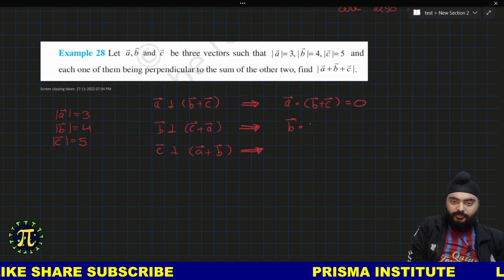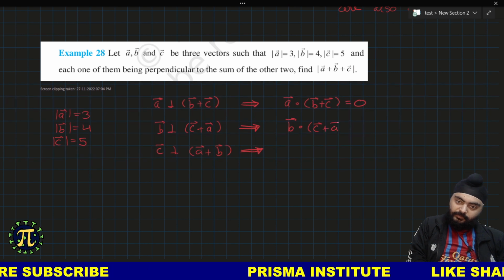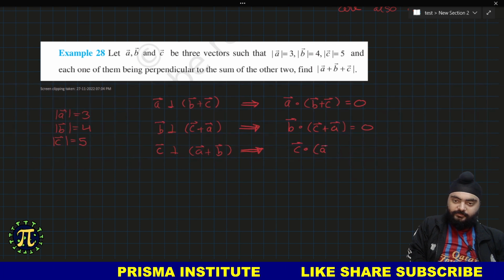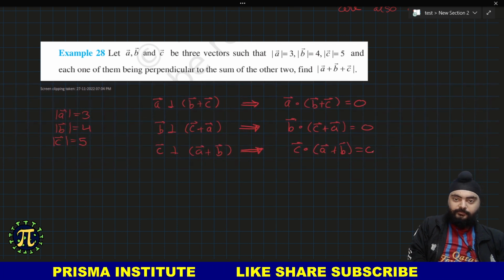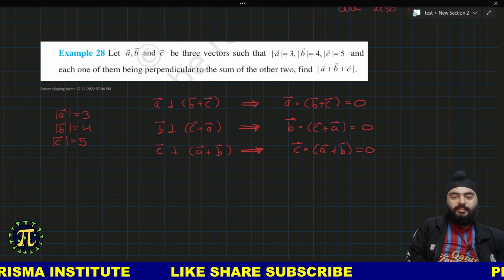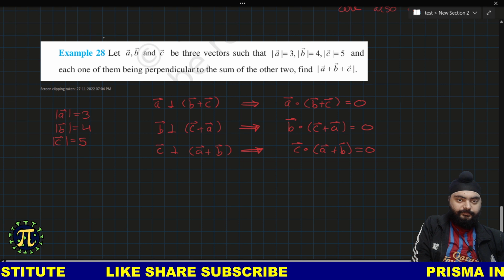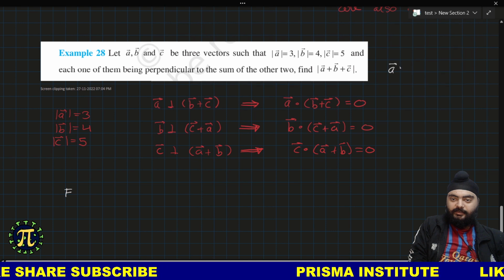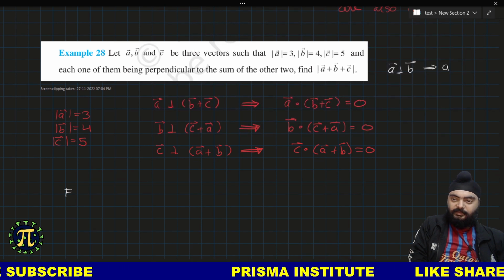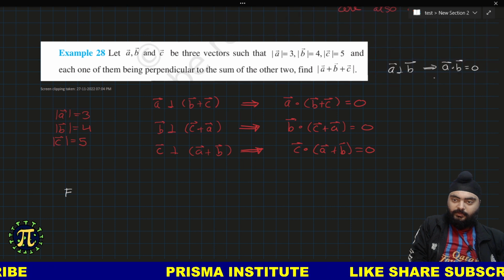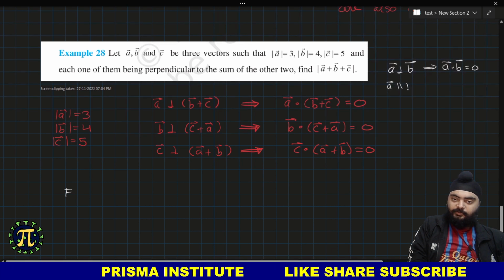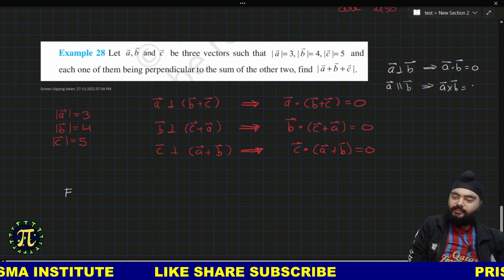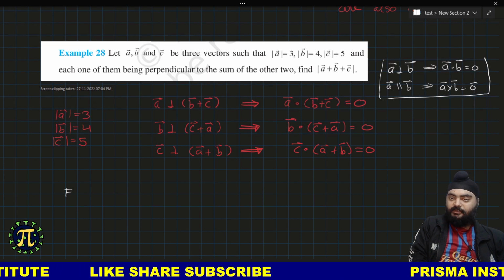The dot product of B on C plus A will be 0. The dot product of C on A plus B will be 0. And our question is to find this value. So first, we should know that A vector perpendicular to B vector implies A dot B is 0. And if A vector is parallel to B vector, this implies A cross B is 0, right? It's a null vector. A cross B is a null vector. So it's a vector, but it's a null vector, right? So very, very important.